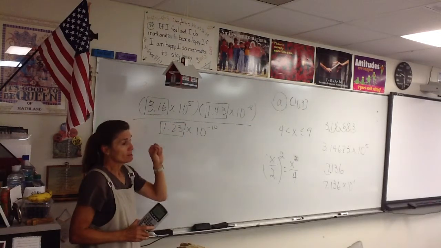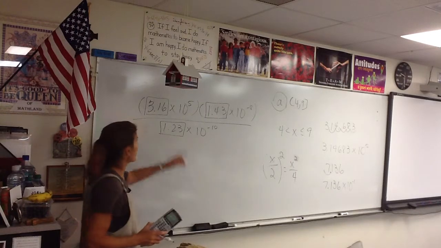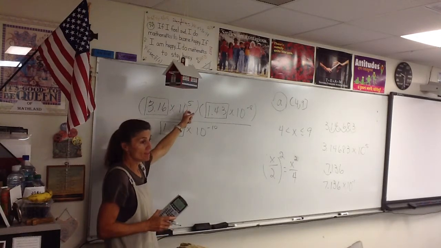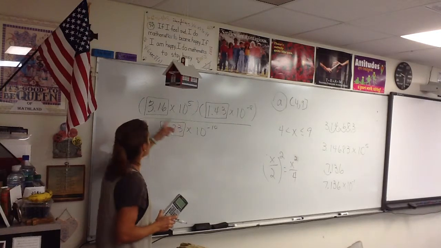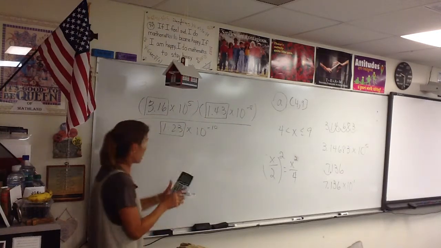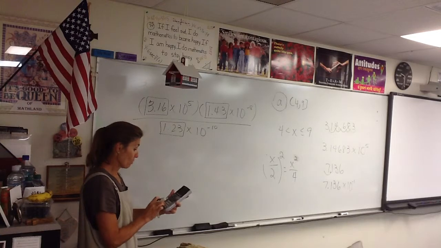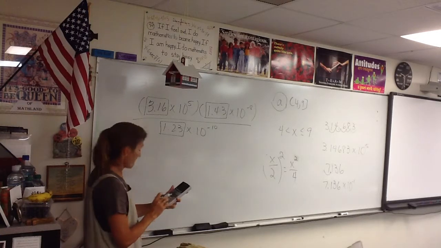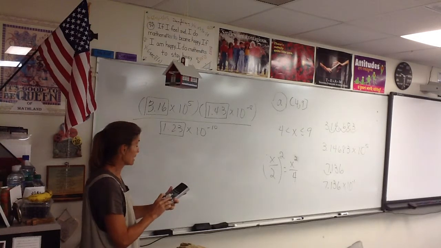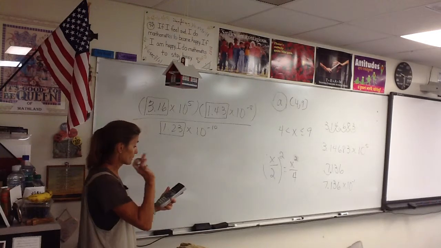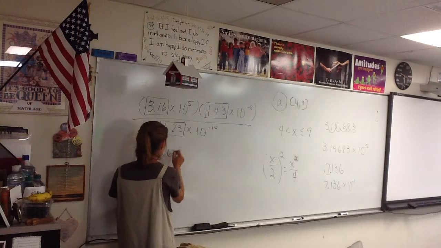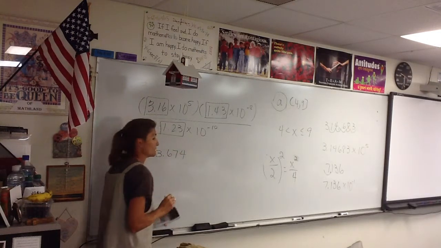In scientific notation, numbers consist of 2 parts, the decimal part and then the times 10 part. You handle them separately. So I'm going to take care of the number parts. 3.16 times 1.43 divided by 1.23 is 3.67. I'm going to round it off. 3.674.